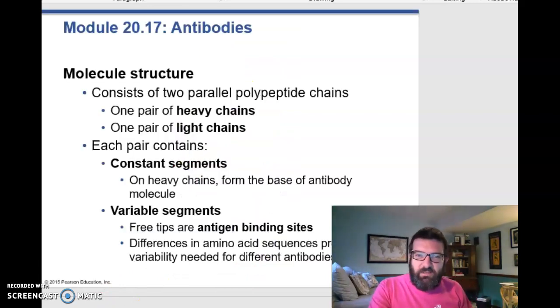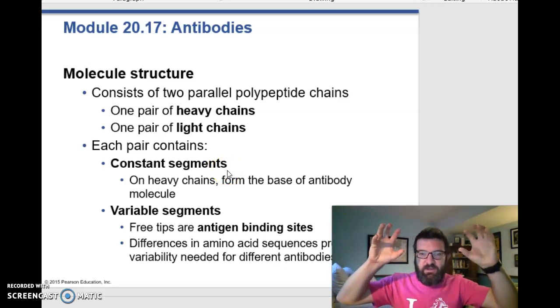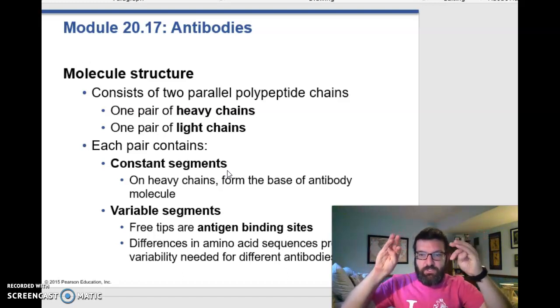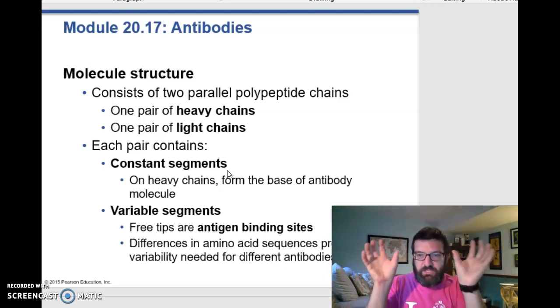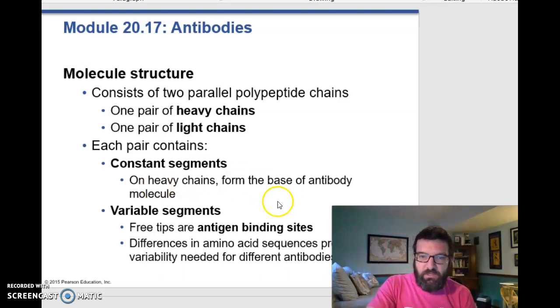So these antibodies that are made by these plasma B cells, what do they look like? Well, there are different kinds, but all of them have these things in common. They have a pair of heavy chains and a pair of light chains. And we'll look at a picture in a moment. And each pair has a constant segment that is the base of the antibody and is always the same. But they have on the end a variable segment. And this is different in every antibody because it's the antigen binding site. And different variable segments will bind with different antigens.